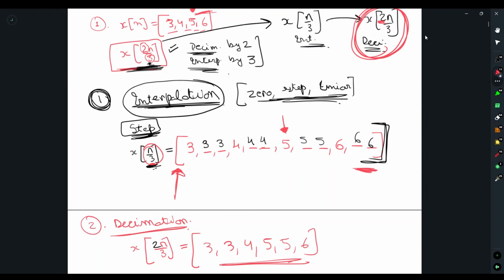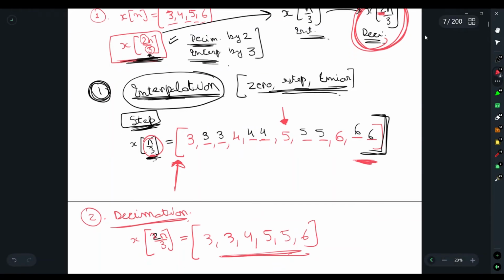Sorry, we are doing decimation by 2. So we will be taking jumps of 1. So from 5 we will jump to another 5, because we have to take a leap of 1. Then we will again jump by 1 and we will reach 6 over here. And we will stop because there is no other part over here after 6.